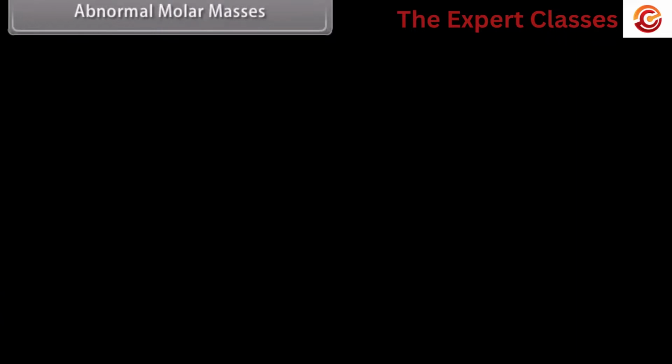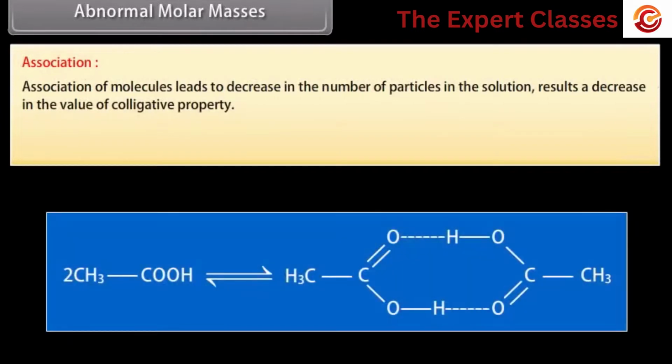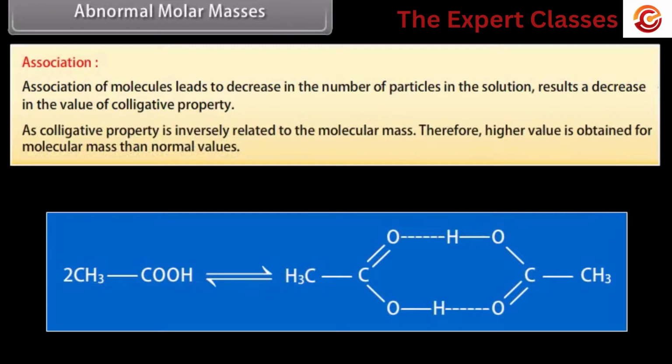Abnormal molar masses. Association. Association of molecules leads to decrease in the number of particles in the solution, results in a decrease in the value of colligative property. As colligative property is inversely related to the molecular mass, therefore, higher value is obtained for molecular mass than normal values.